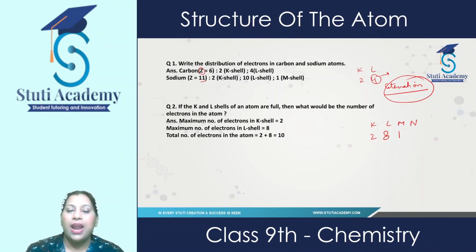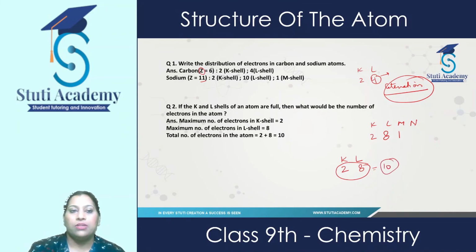If the K and L shells of an atom are full, means K and L shells are completely full. In K, only 2 electrons can come. In L, only 8 electrons can come. So what would be the number of electrons in the atom? It means 2 plus 8 is equal to 10. So 10 electrons are present in the atom.